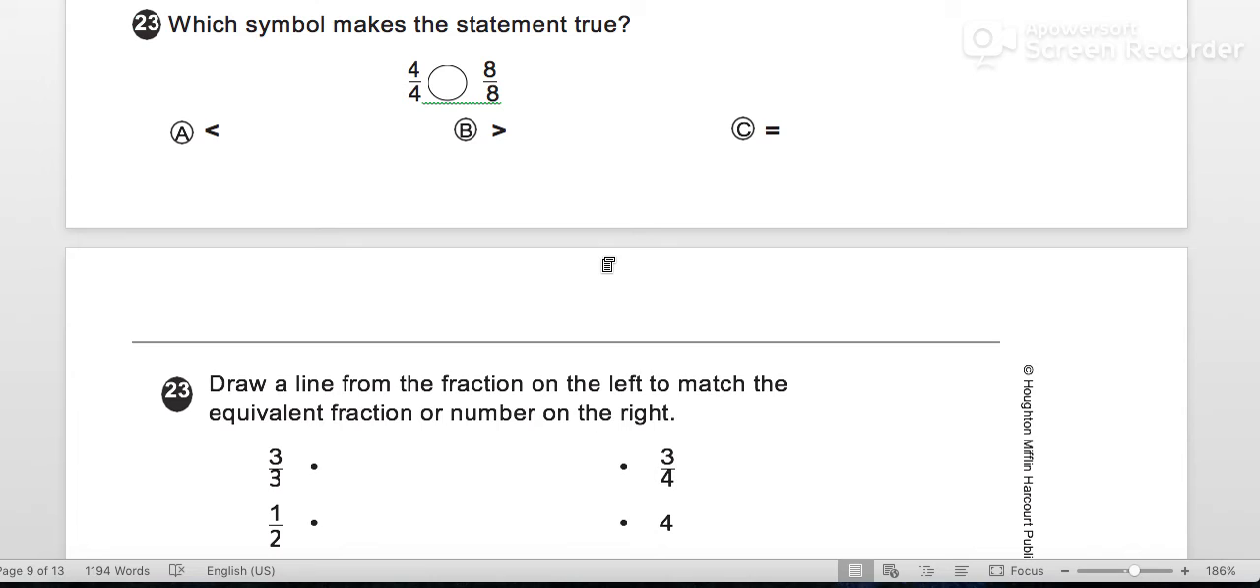Same thing again. Less than, greater than, or equal to. This is interesting because they have different denominators. So think about how that works out.